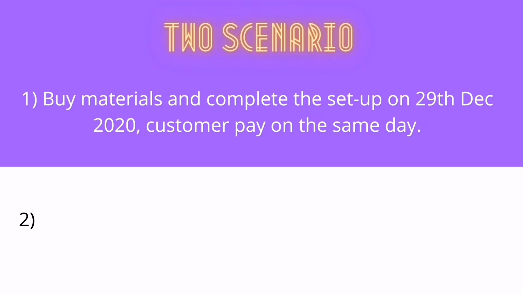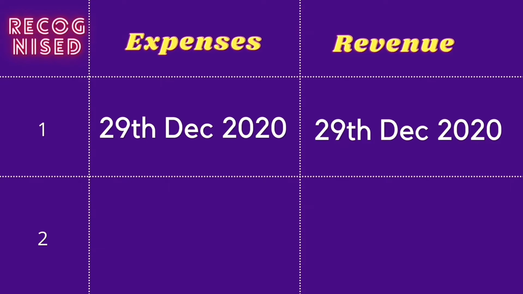In order to have a clearer picture on the impact of cash accounting, let's look into two scenarios. Scenario 1 is buying materials and completing the setup on 29 December 2020 and the customer pays on the same day. Since the cash in and cash out is on the same day of 29 December 2020, we recognize both expenses and revenue on the same date.